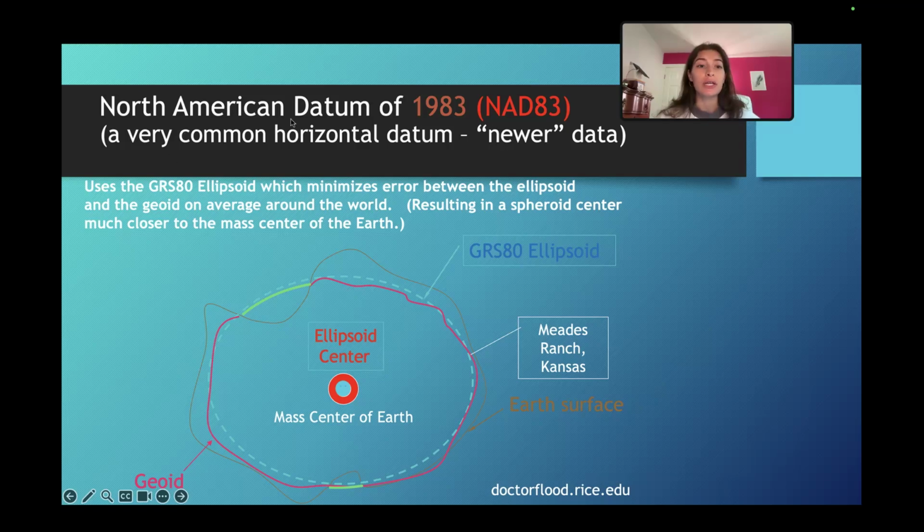NAD 83 is a very common horizontal datum, and it's newer data. So it uses this GRS 80 ellipsoid. Remember, the ellipsoid is the shape that it's utilizing to try to minimize error between that ellipsoid and the geoid that is actually the shape of the Earth.